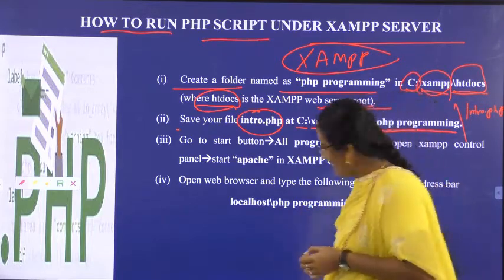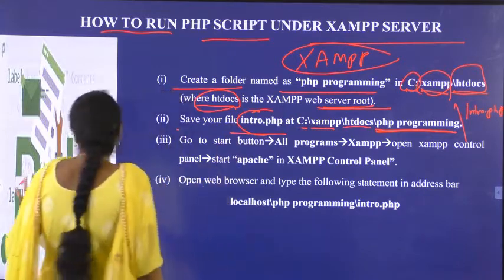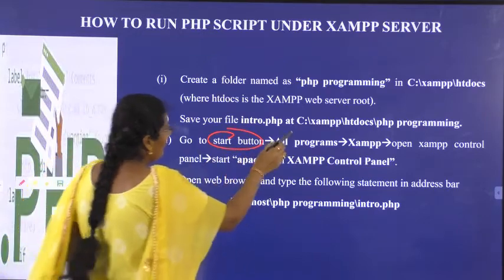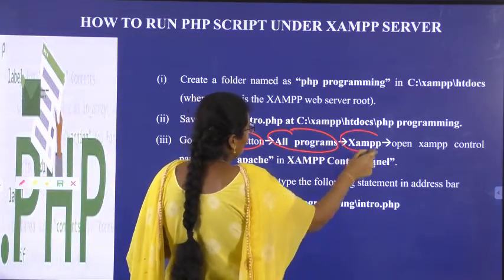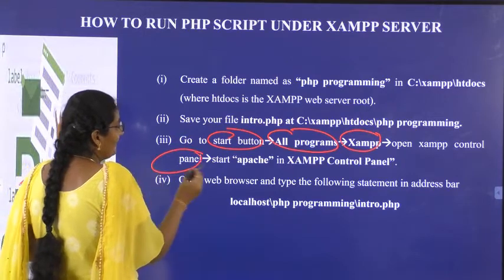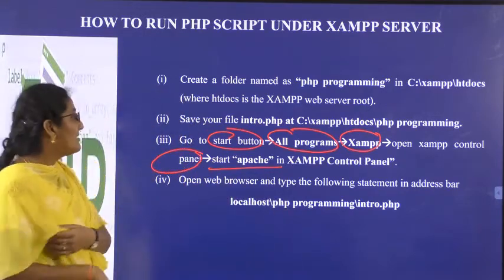There you need to save a file intro.php. Next what you have to do? Go to the start button, click on all programs, select JAM software, open the JAM control panel, start the Apache. So you need to start the Apache software.